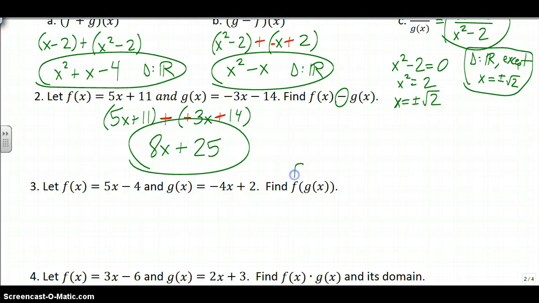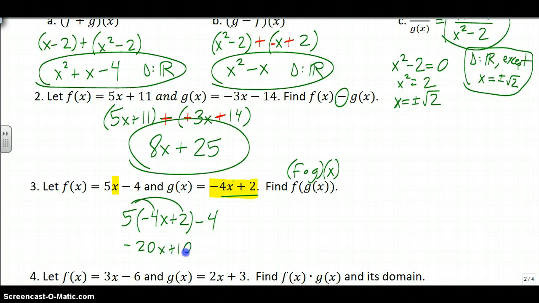F of g of x, this is the fog thing you guys liked so much. F of g of x basically means do g of x first. Well, I know what g of x is. G of x is negative 4x plus 2. I'm now going to plug this, the negative 4x plus 2, in for x, into f. That's what this tells me to do. It tells me to do g of x first, get an answer, and plug it into f. So 5 times negative 4x plus 2, minus 4. You're just replacing x with negative 4x plus 2. Distribute, of course. Negative 20x plus 10 minus 4. So it becomes negative 20x plus 6.